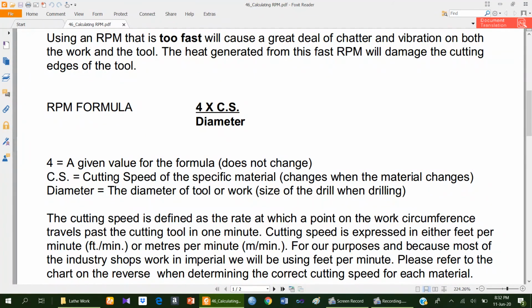The cutting speed is defined as the rate at which a point on the work circumference travels past the cutting tool in 1 minute, or simply it can be said as the length of workpiece removed by the cutting tool in 1 minute. Cutting speed is expressed in either feet per minute or meters per minute. For our purposes, and because most of the industry uses the imperial system, we will be using feet per minute.